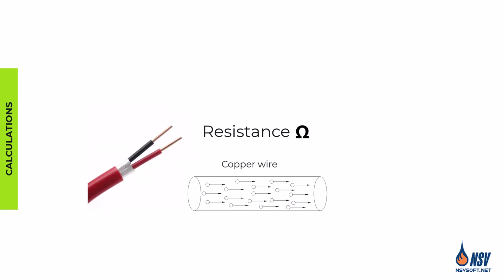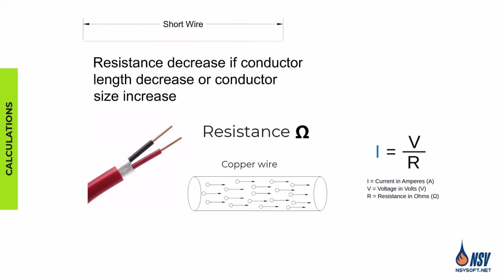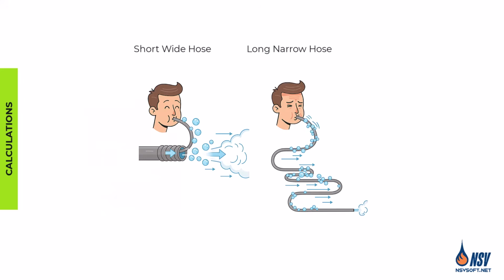All electrical conductors include a small amount of resistance. This resistance increases if the length of the conductor increases or the conductor size decreases. Think of blowing air through a hose. If the hose diameter decreases and/or the length increases, it would be harder to blow through.